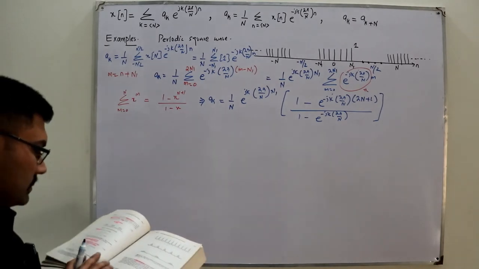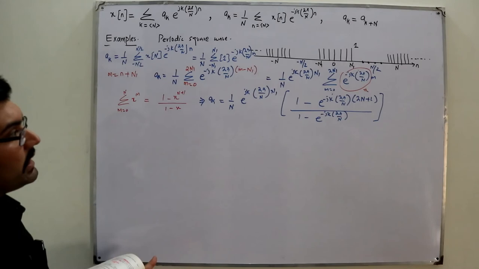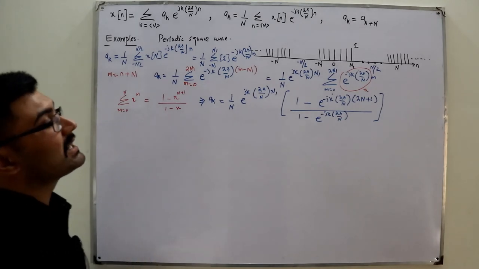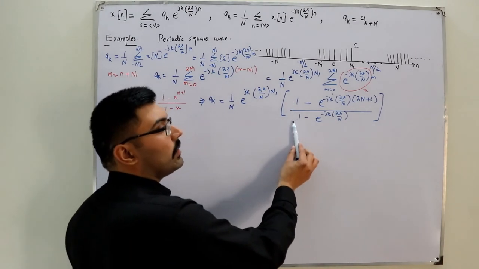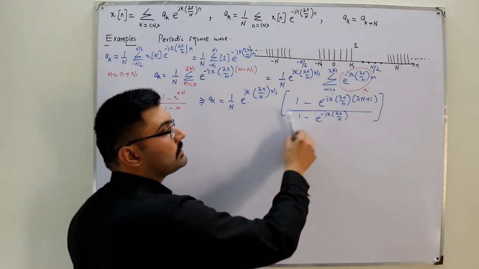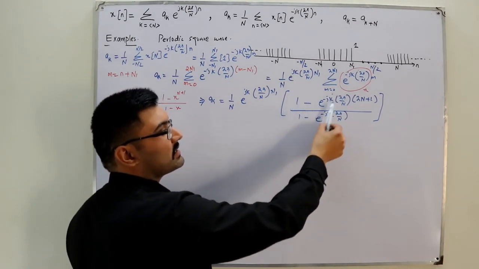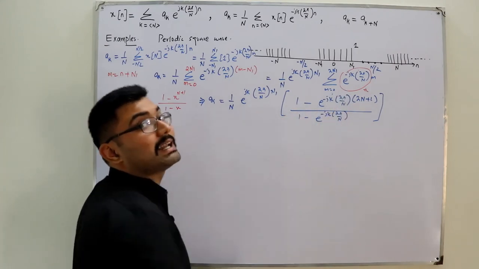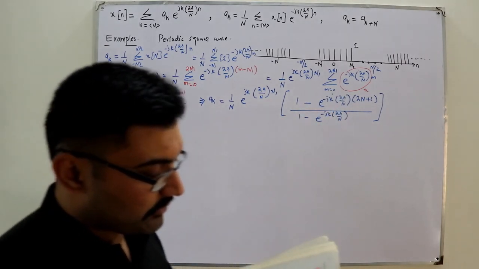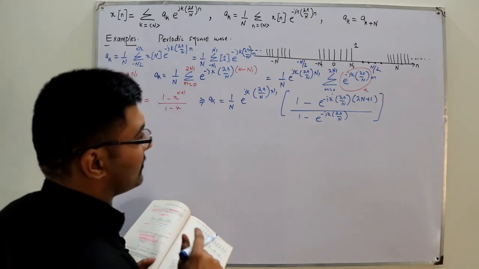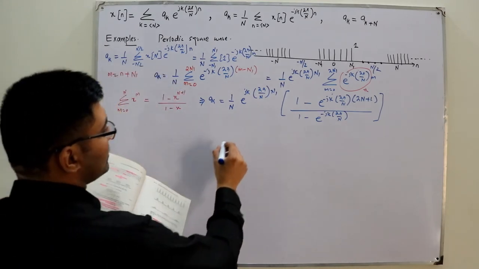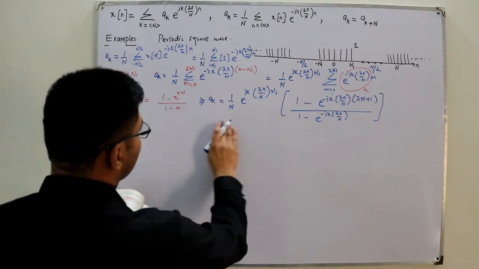So the step is to do a multiplication or whatever it is, to convert this into an exponential function, so that with these two, exponential of something minus exponential of something, you would get a sine function. Basically our objective is to get this into a sine function. So what I do is, I just copy this step from the book.